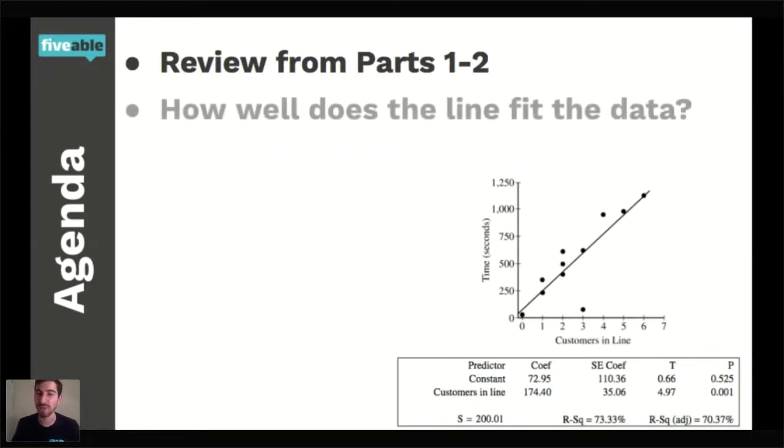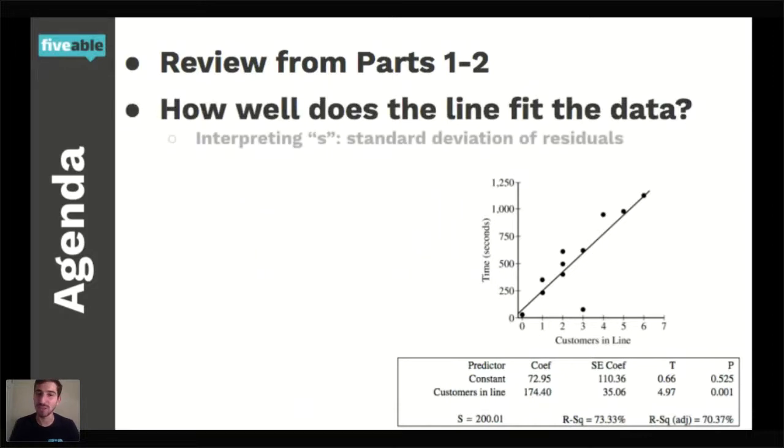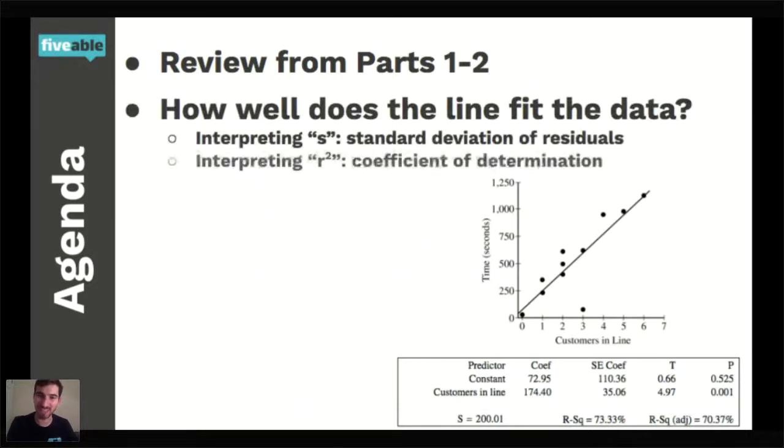We'll look specifically at how to measure how well the line fits the data if we're looking at linear regression. And there's 2 key measures. You can see them along the bottom. There's that little S in the bottom left corner. That's standard deviation of residuals. We'll talk about what that means, as well as this thing called R squared, aka the coefficient of determination.